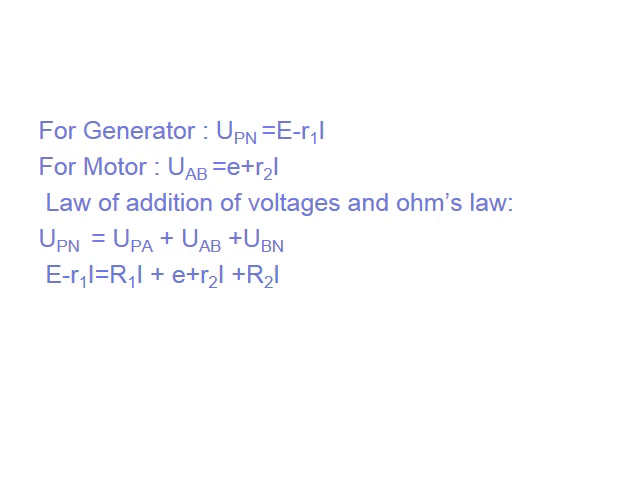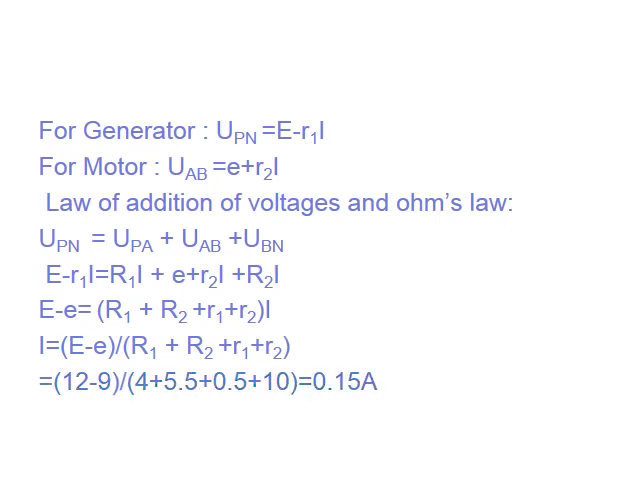U across PN equal E minus R1 I. UPA equal R1 I. UAB equal E prime plus R2 I. UBN equal R2 times I. E minus E prime equal R1 plus R2 plus R1 plus R2 times I. Find I, so I equal E minus E prime over R. Then I equal 0.15.